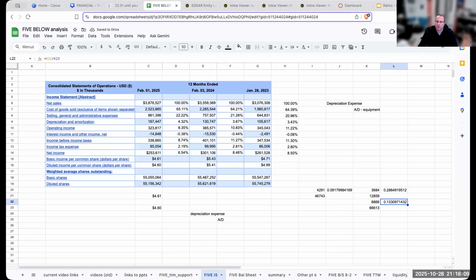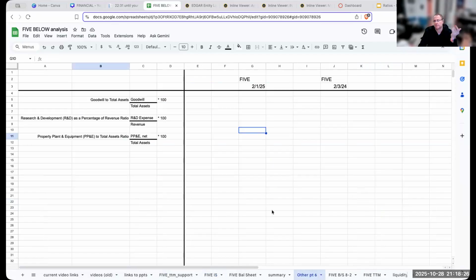So NVIDIA is a little bit lower than the others. But again, you have to look at it in terms of each company, because every company is going to be different. Everybody has their own way of doing things. But of course, for Five Below we're going to say not applicable for R&D. There is no R&D at Five Below.